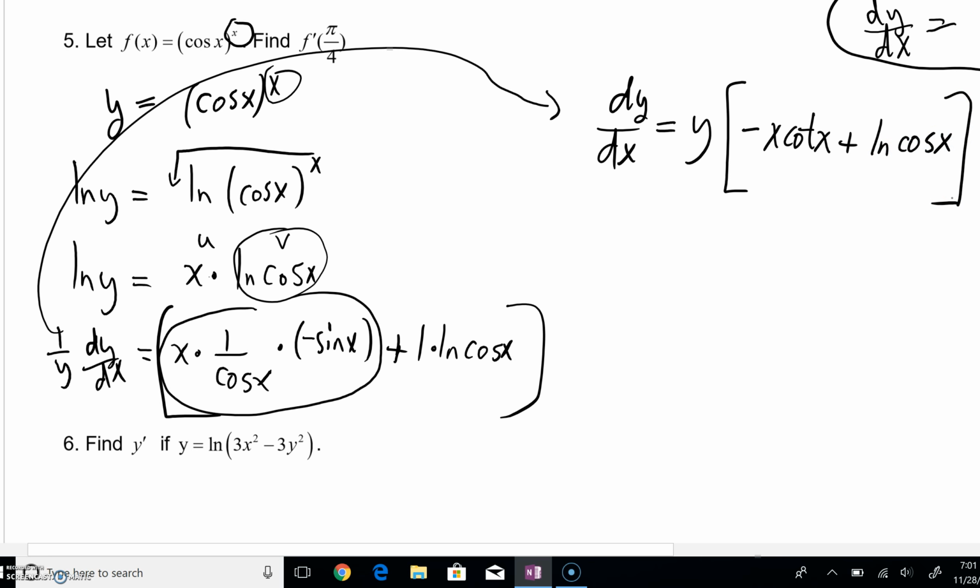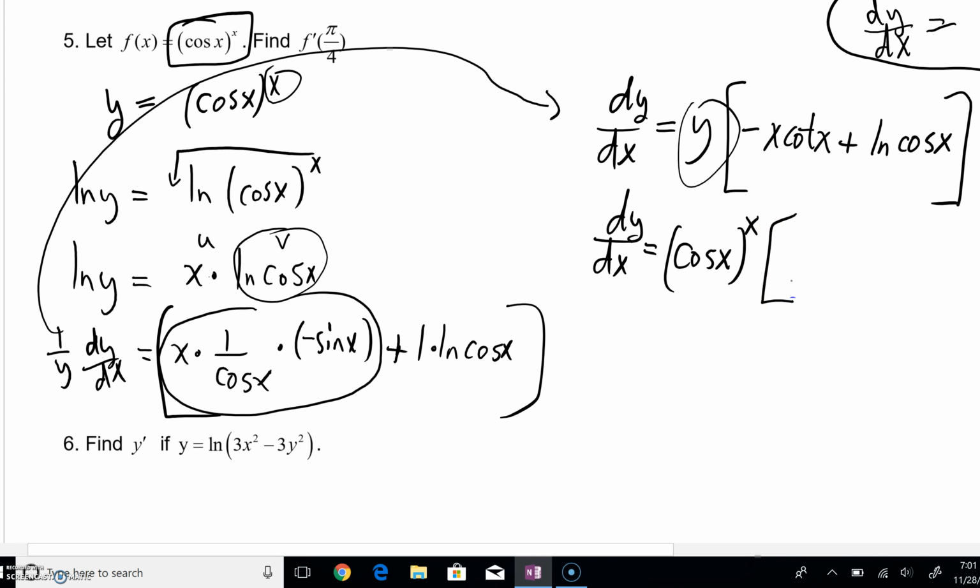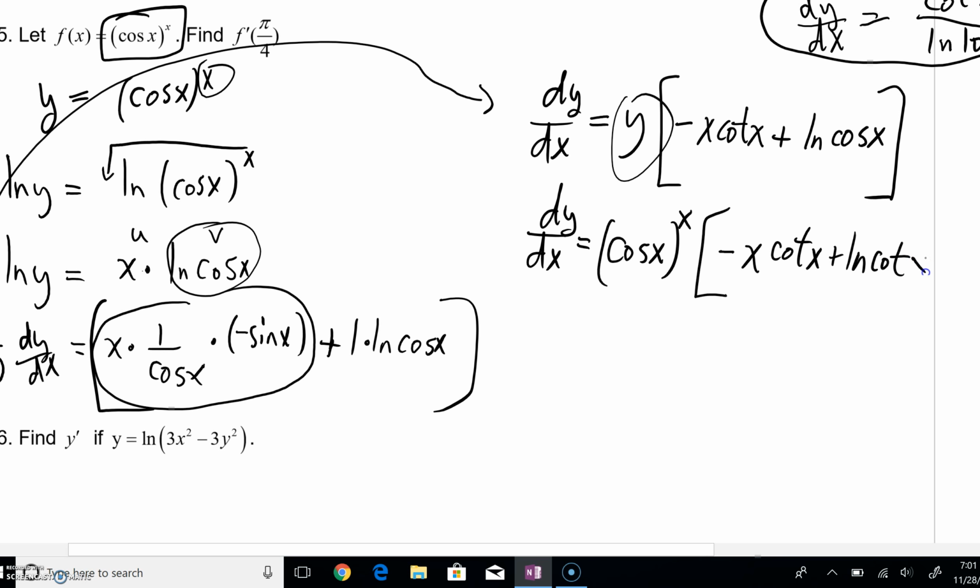Now, one little added thing, that y right here is really what f of x is. It's the cosine of x to the x. So dy dx is cosine of x raised to the x power. And then inside here we've got negative x cotangent of x plus the natural log of the cosine of x. Now, if all they wanted was our derivative, we'd be done. But they're really saying, by the way, please plug in a pi over 4.